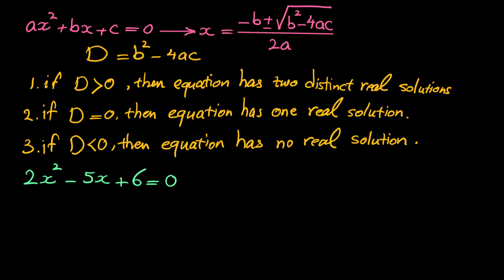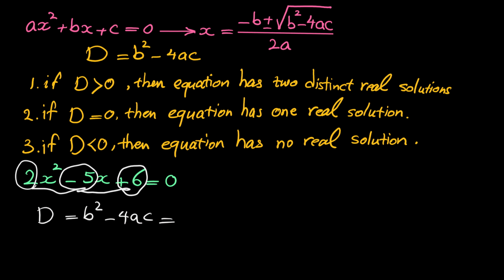In this example, we want to use the discriminant to find the number of real solutions of the equation. And we don't want to solve the equation. We just want to find the number of solutions of this quadratic equation. So we have to find the discriminant. The discriminant is b to the 2 minus 4ac. a is 2, b is negative 5, and c is 6.